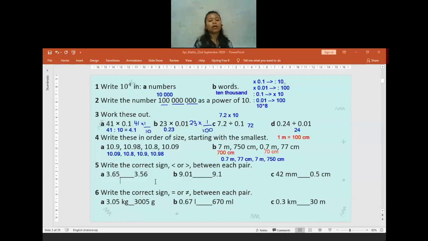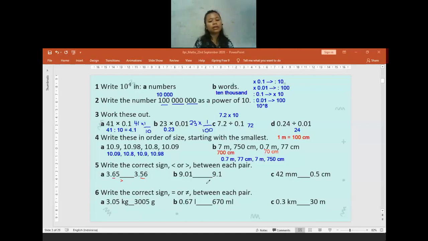We have to put the sign less than or bigger than. For question 5a, what sign is it? Is it less than or is it bigger than? For the very first one, yes, we put bigger than because 6 is bigger than 5. If you get confused, as you know, we have to compare the numbers having the same place value. It starts with 3. After that, we continue with 6, and the other number continues with 5. 6 is bigger than 5. That's why we put bigger than.